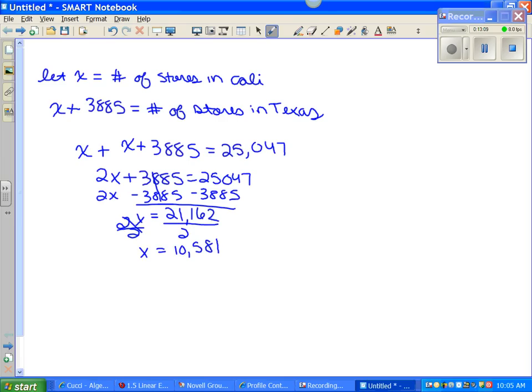Okay. So if X is 10,581, then X plus 3,885 is going to give us 14,466 stores. Okay. So in 2011, there were 14,466 stores in Texas and 10,581 stores in California.